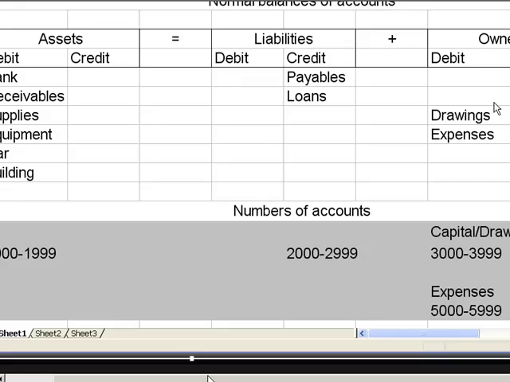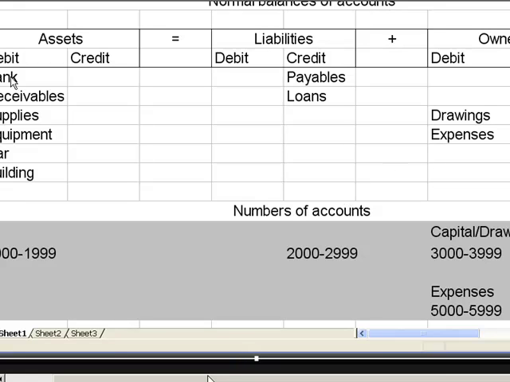Now, on the other hand, if we have expenses, and by expenses I mean spending money on things that aren't assets. See, if we buy equipment, equipment goes up and cash goes down. Or supplies go up and cash goes down. Or payables will go up, right? But here, we're not buying anything. We're just spending money on stuff, whether it be utilities, payroll, gasoline, car expense.